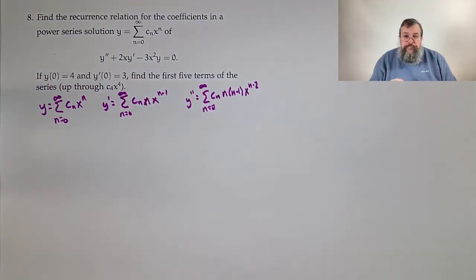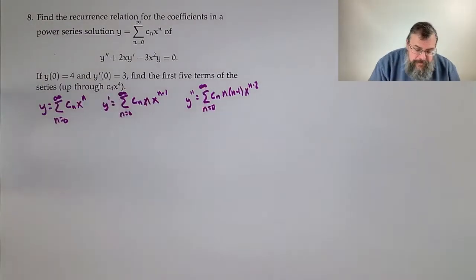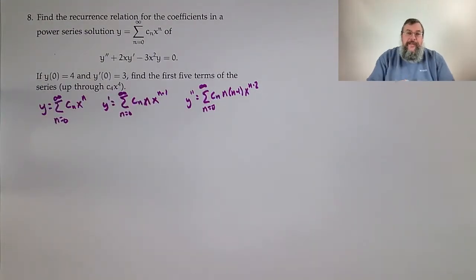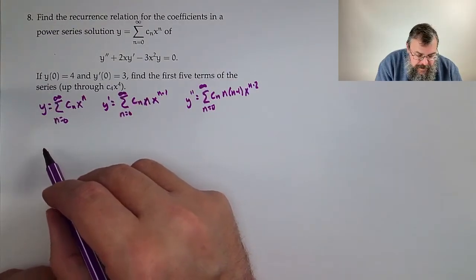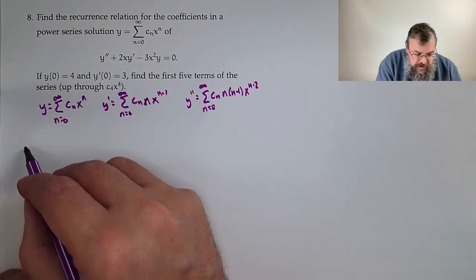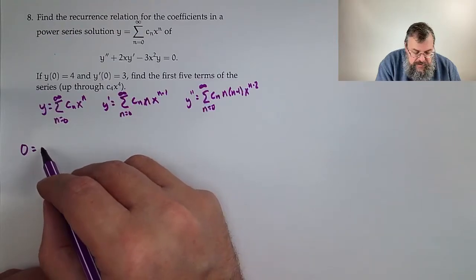All right. So next up is put things into here. So what do we have? Well, we get y double prime. Remember this is 0 here. I'll write that first.